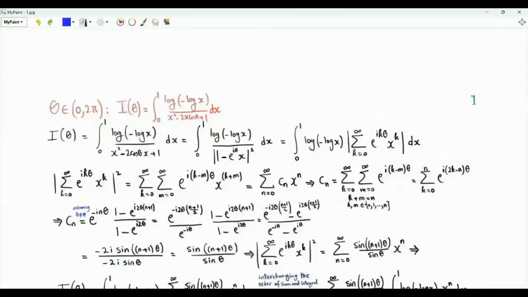Bismillah ar-Rahman ar-Rahim. Theta is in the open interval from 0 to 2 pi. We have an integral parameterized by theta: the integral of log of minus log x over x squared minus 2x cosine theta plus 1, where x is between 0 and 1.